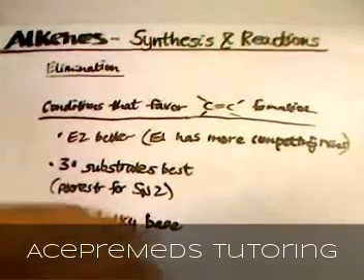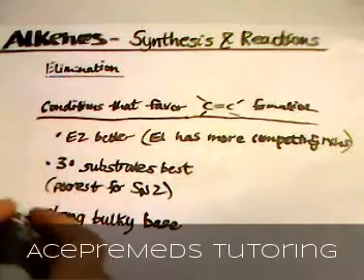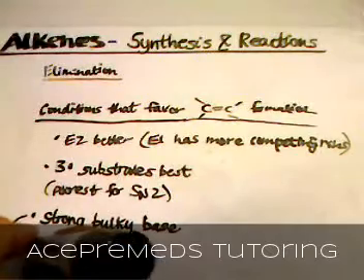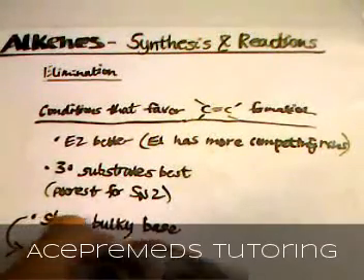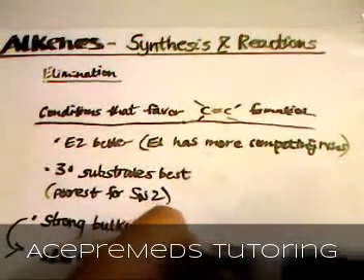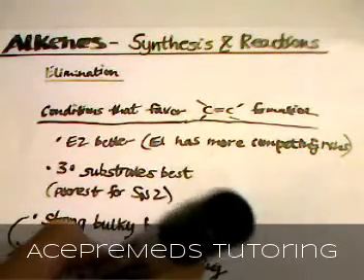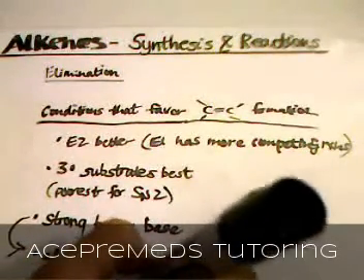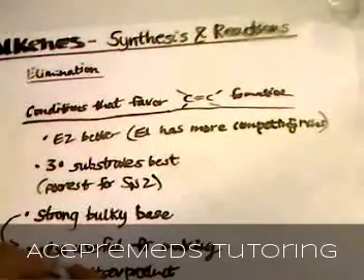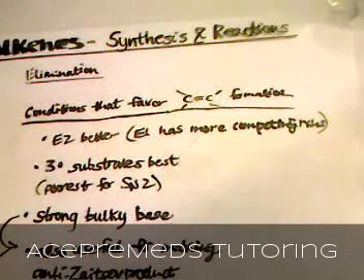And something that I want to add to this from the previous clip is that when we choose a strong, bulky base, that also is useful in making the anti-Zaitsev product, which is also called the Hofmann product. And we'll talk about this in a bit.